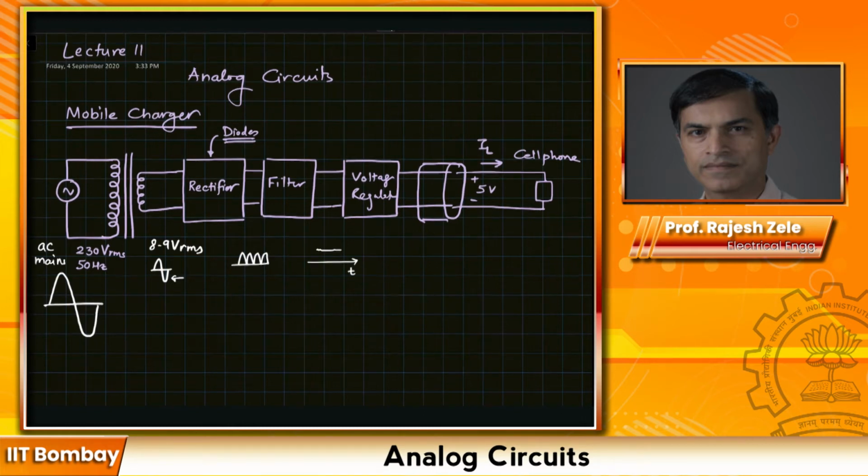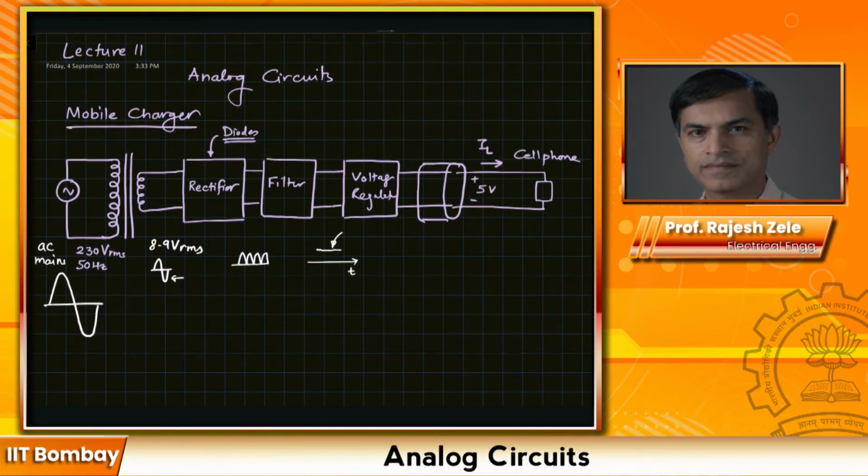One thing to note here is this 230 volts RMS can change quite a lot. It can fluctuate quite a lot, which means the filter output can also fluctuate quite a lot. It can go up and down by maybe plus minus 15% or so. The voltage that you want at the cell phone charging port, you want it to be pretty accurate, up to 5 volts.